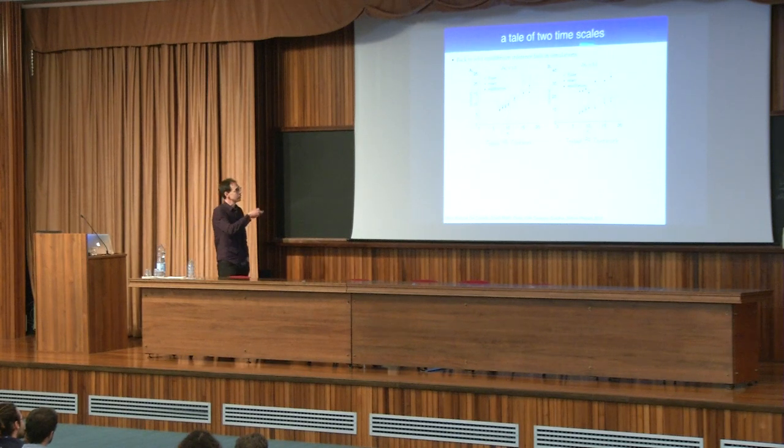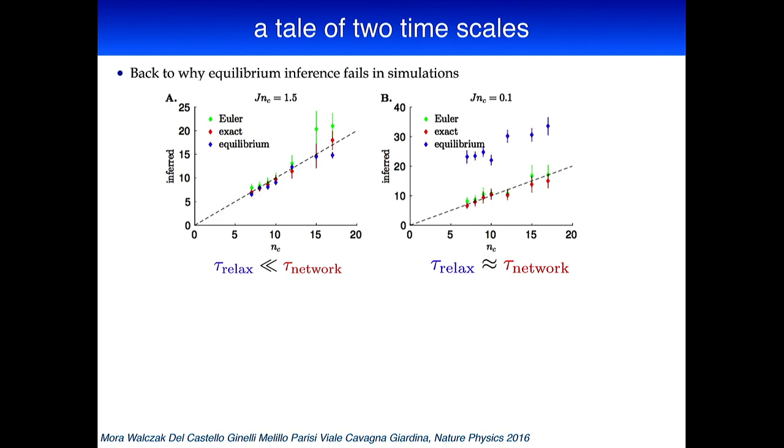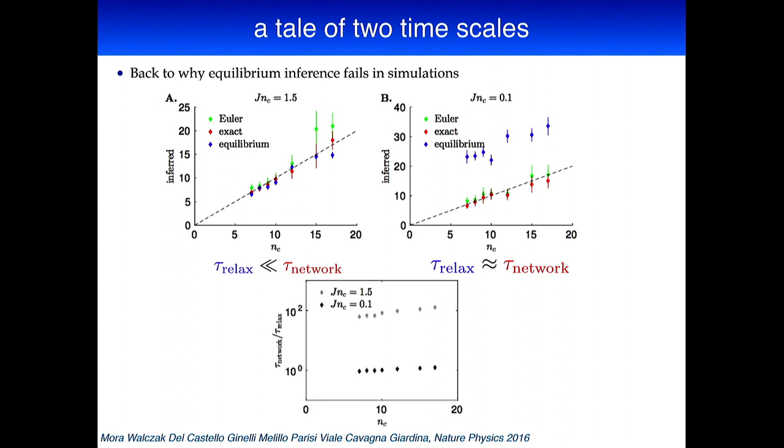And now we can come back to this thing I already showed. This was the case where it didn't work, and the reason why it didn't work is because in that case, the tau relax, which is given by the inverse of this, was of the same order of magnitude as the network rearrangement time scale. You can see the ratio of the two in this plot was about 100, so we get a clear separation of timescales. Whereas in this case, where you get the overestimation, it was of the order of one.